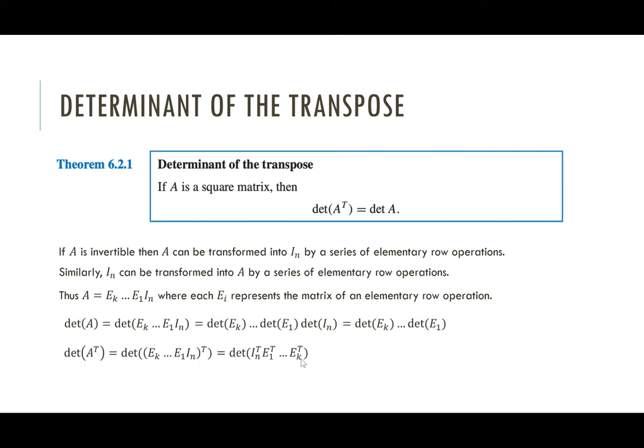Okay, now again, break that up. We've got the determinants of all of these matrices multiplied together. The determinant of the identity matrix, its transpose is the identity, so that's just 1. And then, as we just saw, for each of these elementary matrices, the determinant of the matrix is equal to the determinant of its transpose. So this is just the product of the determinants of all those elementary matrices, which is exactly what we have up here. So indeed, the determinant of A and the determinant of A transpose are equal.